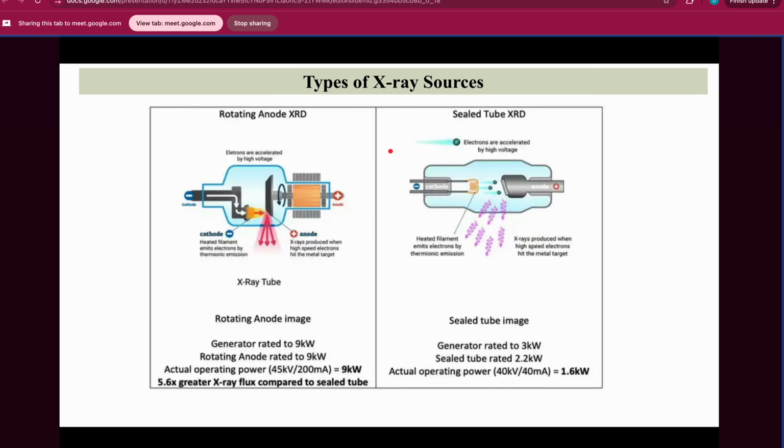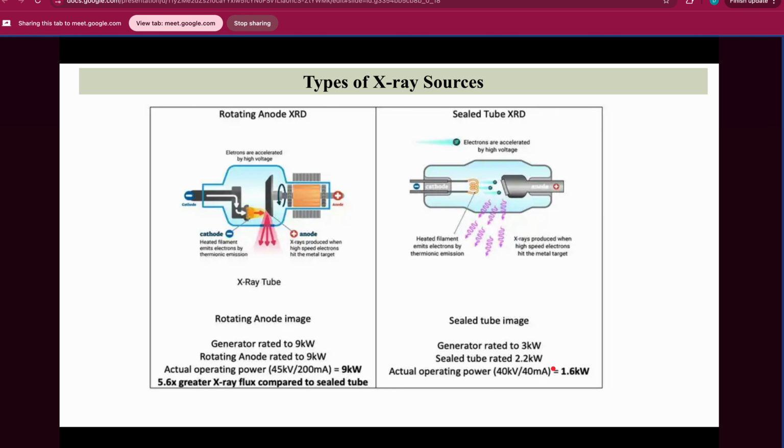Okay, so now I will talk about the little bit of a difference between the rotating anode X-ray diffraction versus sealed tube. Sealed tube was the one which we have seen the second time. In the sealed tube, as we know, it is sealed inside a body in which water is provided as a coolant to deal with the heat which is generated. This generator is rated to 3 kilowatt, and the sealed tube is rated to 2.2 kilowatt.